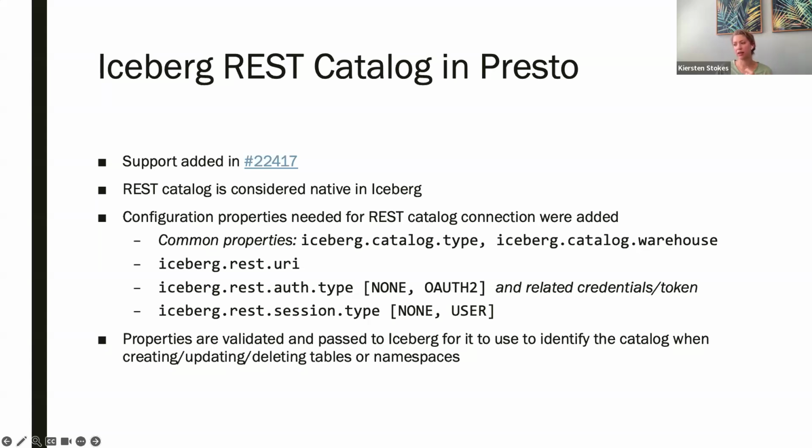And then for REST specific properties, we have, of course, the server URI where you're going to talk to the actual REST service. And you can specify auth type, either none or OAuth2 are the options now. It defaults to none. If you choose OAuth2, you also have a property where you can specify your credentials or your token that you're using.